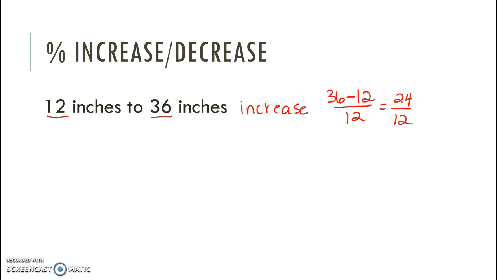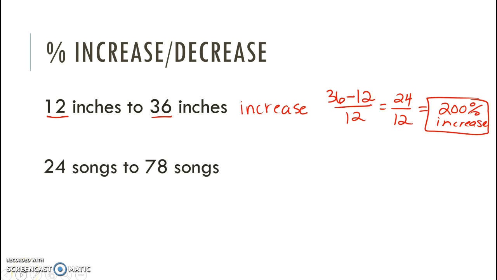So whenever we change a number into a percent, we move our decimal place twice to the right. So that would actually be a 200% increase. And that would be our answer for that one. 200% increase. So here it's new number minus original number over the original number. You would do your subtraction first, divide by the denominator, and then turn that answer into a percentage by moving your decimal place twice to the right.